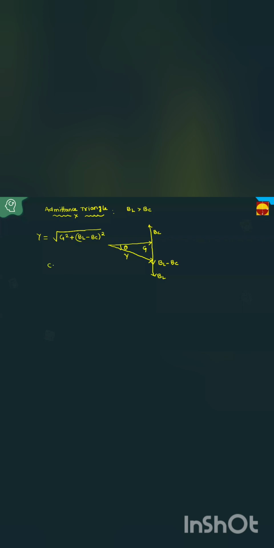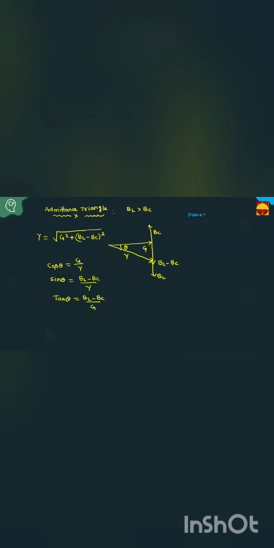Then the remaining, you write: what is cos theta? G by Y. What is sin theta? Sin theta is BL minus BC by Y. What is tan theta, friends? Tan theta equals BL minus BC by G. That is it. How to draw the power triangle?